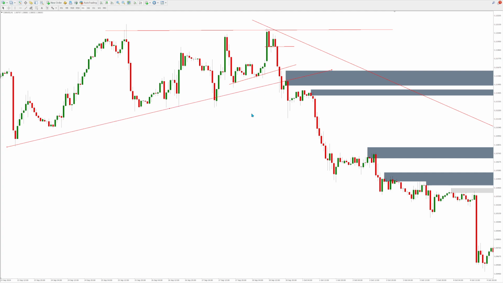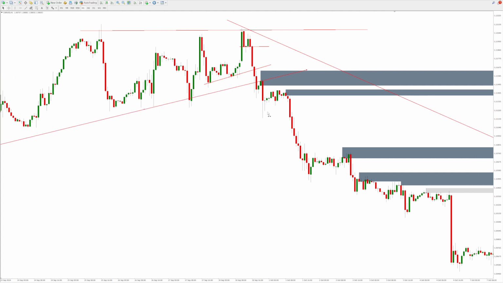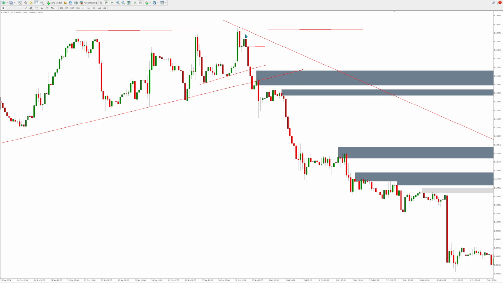Support becomes resistance, and a pullback. So lower highs, pullback, support. That's a nice bearish flag pattern as well. It looks like an upside down flag, you can see there, and a breakout below.